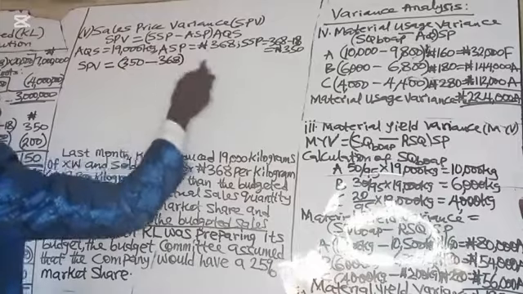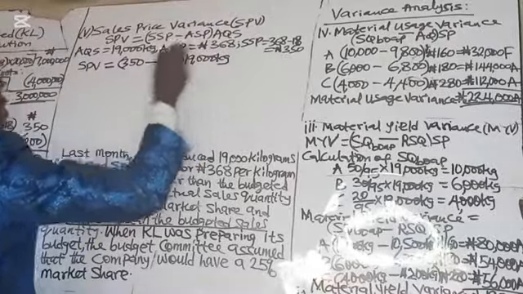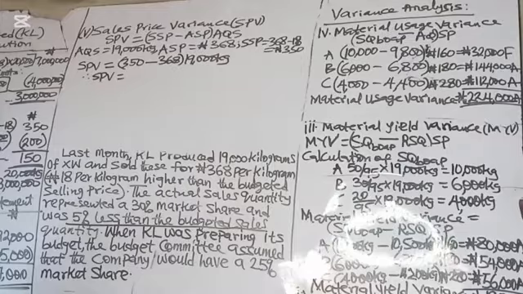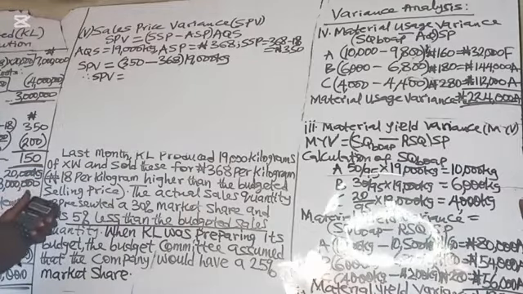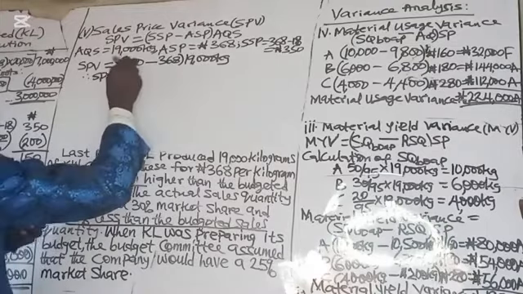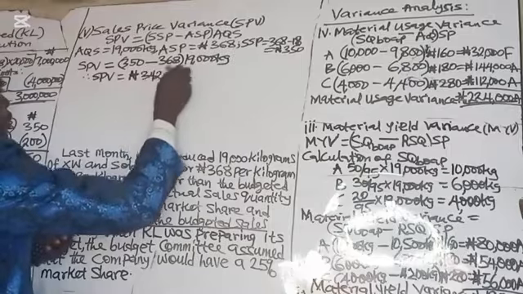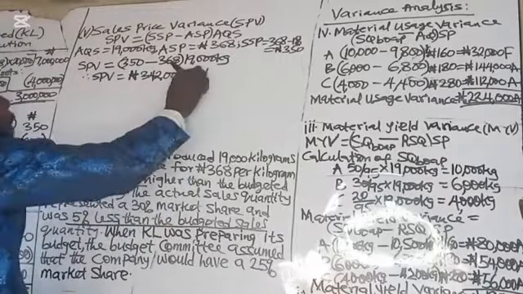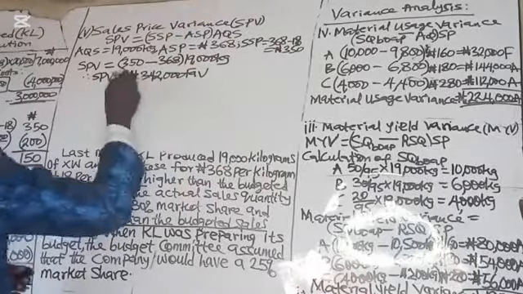Actual quantity sold, which is 19,000 kg. Therefore, sales price variance equals 358 minus 368, that would be 18 times 19,000. So we have 342,000 favorable. It is favorable because it was sold higher than planned.